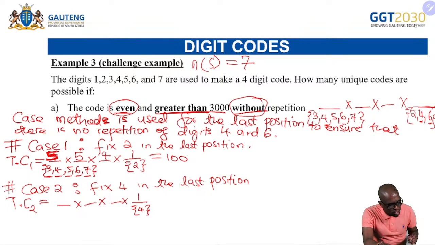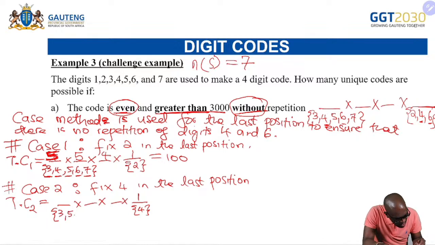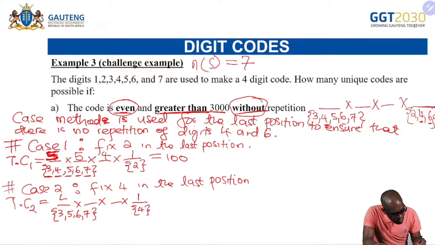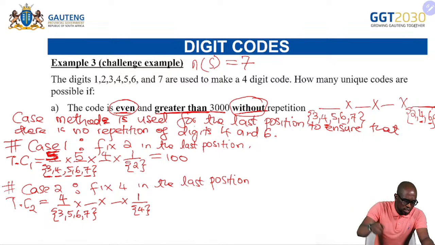It's 1 option. Now for the leading variable, since I have 3, 4, 5, 6, and 7, since I've used 4 in the first position, it means that now here I have 3, 5, 6, and 7. Because digits cannot be repeated, I cannot use a 4 again. So I will have 4 options here because I've used 4 in the first position.